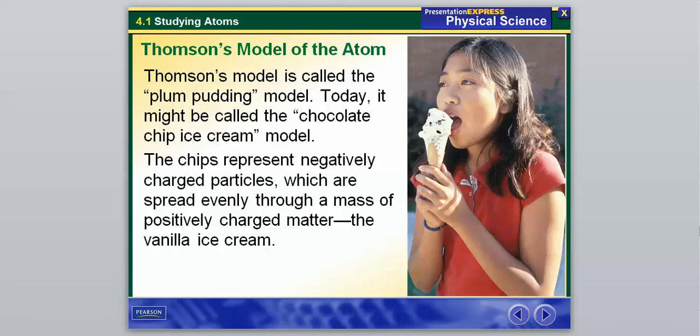And you know what? We are going to stop just at Thomson's model. So Thomson is the only guy you need to worry about for tonight. So make sure you let me know if you have any questions.